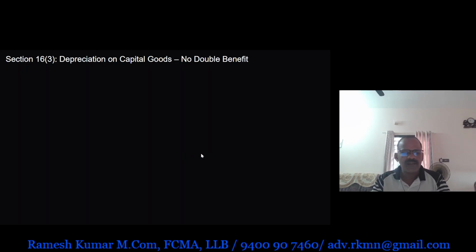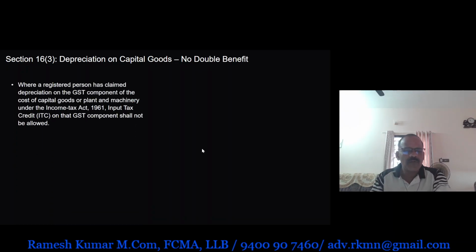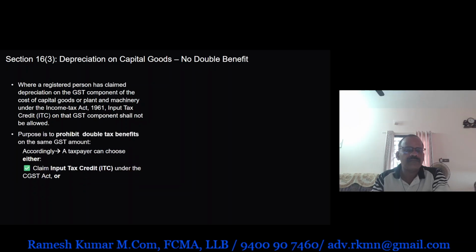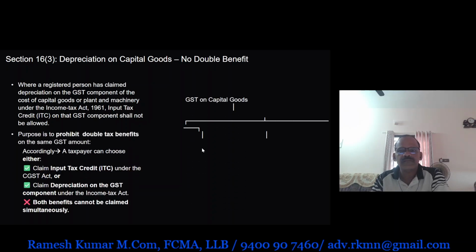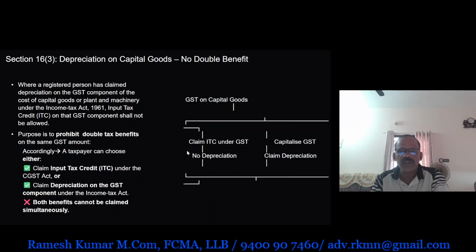See, subsection 3 of section 16 says that the taxpayer cannot claim double benefit, by way of claim of ITC and also claim of depreciation. Let us see what it says. The provision is very simple. Let me show the chart so that you can understand it better.